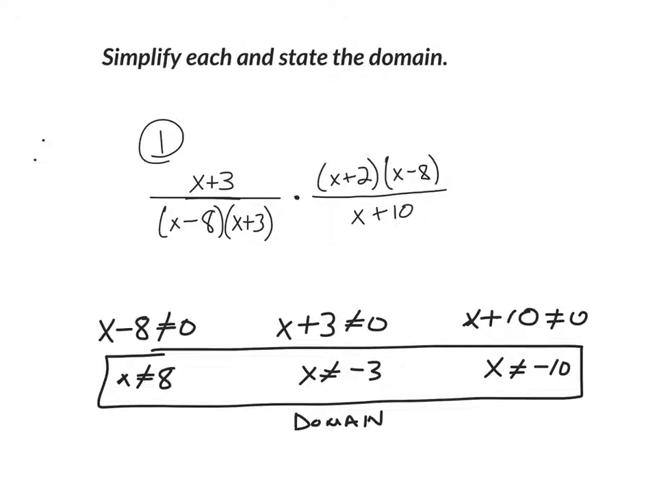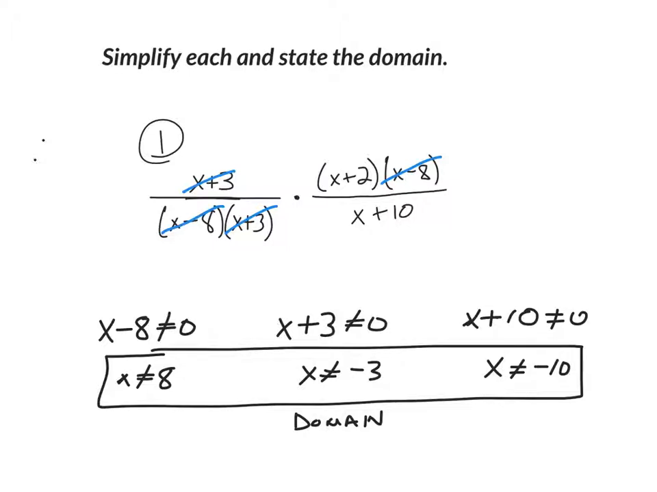Now I'm going to cancel out anything that I have on the top and the bottom that's the same. It does not matter if it's in the same fraction or a different fraction. For example, I know I can cross out my x plus 3s. I've got an x plus 3 on top, I've got an x plus 3 on the bottom. I can cancel those out. I see that I have an x minus 8 on the bottom and an x minus 8 on the top. I can cross those out.